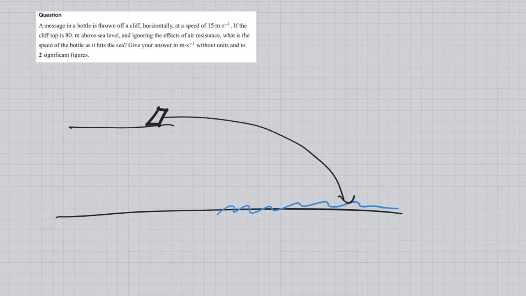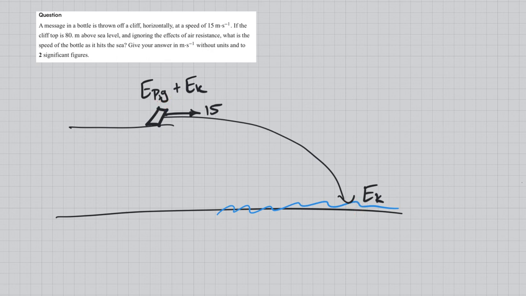It's initially thrown this way at 15, and really it doesn't matter if it's thrown upwards or downwards, but it does say horizontally at 15 meters per second. So at scenario one, it has potential energy due to gravity, and it also has kinetic energy because it has some initial velocity. When it's here, it's simply going to have kinetic energy, and it says to ignore air resistance, so there are no outside forces acting on it as it moves from point one to point two.